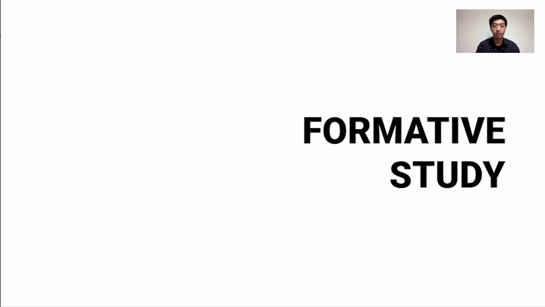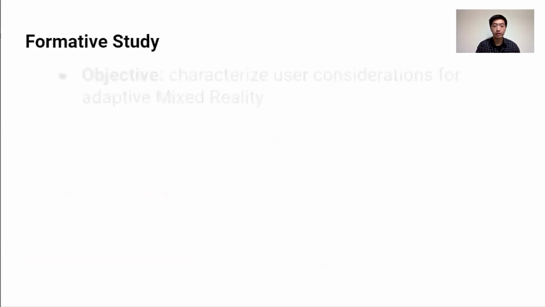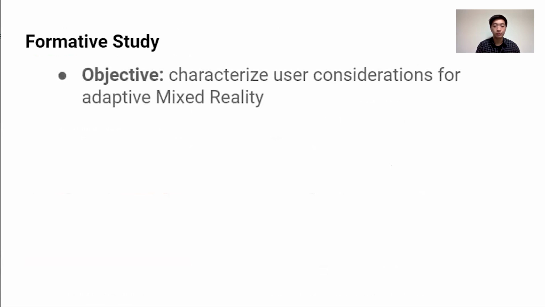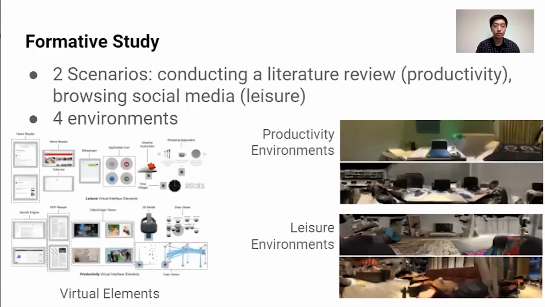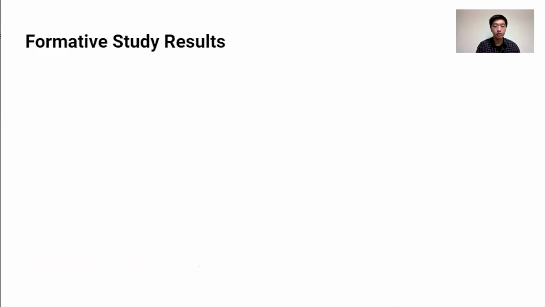To begin with, we conducted a formative study. We aim to characterize, firstly, user considerations for adaptive mixed reality. We therefore asked 12 participants to manually design and adapt mixed reality layouts given a scenario, a set of virtual elements, and an environment. We tested two scenarios, one that was productivity oriented and one that had more of a leisure focus. We tested two environments for each scenario and tailored two sets of virtual elements. From our results, we derived a set of six requirements for adaptive mixed reality interfaces.